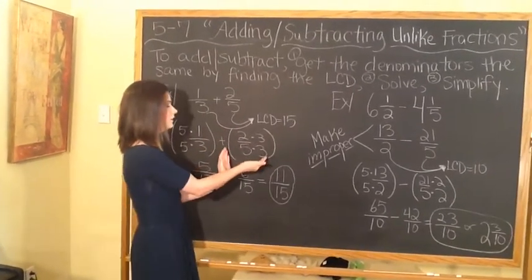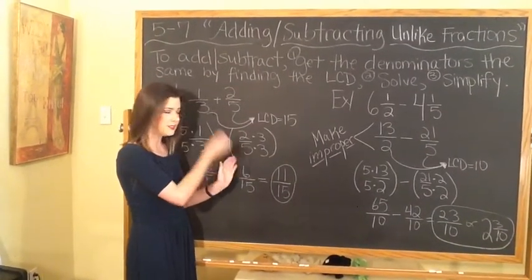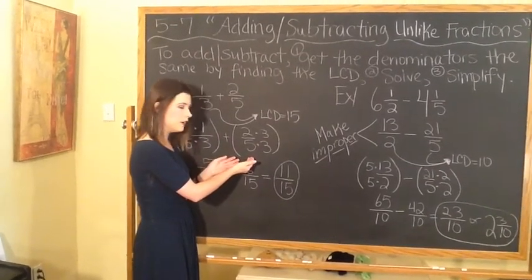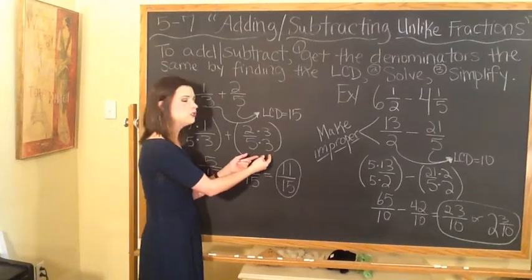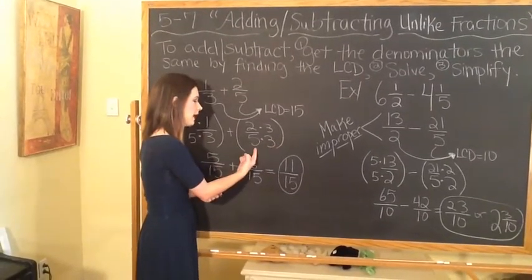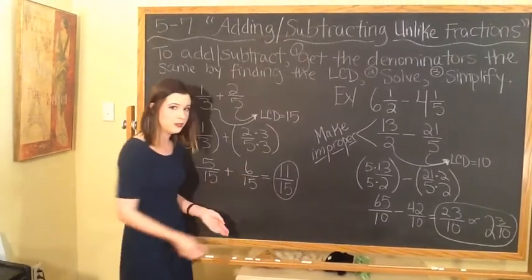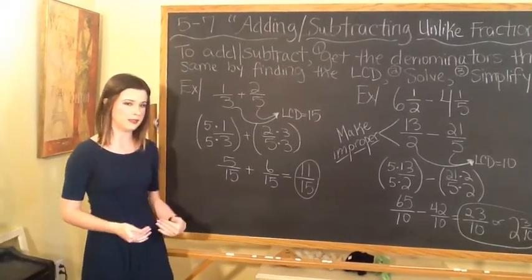Then I looked at this fraction over here, and I kept it in parentheses as well. And I saw that in order to make my denominator 15 over here, like I did over here, I'd have to multiply by 3. So 3 times 5 gives me 15. And then 3 times 2 gives me 6, which is my new numerator to keep our equations balanced.